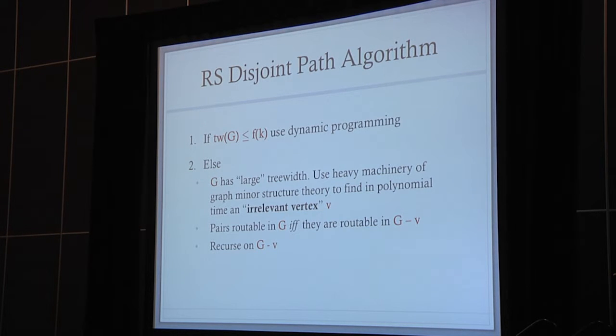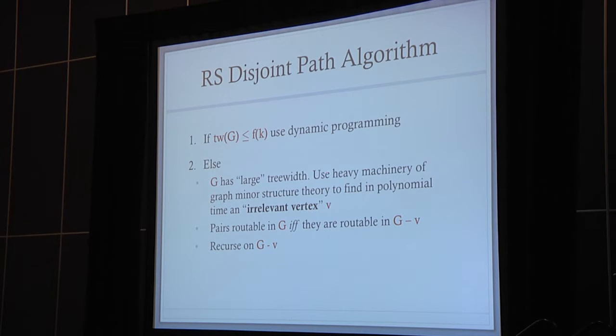Now let me say a few words about the disjoint path problem. Remember, I give you a graph and a few pairs, and I want to check if they're connected or not. So in that case, the algorithm of Robertson and Seymour uses one very powerful idea, which has also found many applications. And that powerful idea is the following. As before, if the graph has small tree width, then we can solve it efficiently. Now the question is, what happens if the graph has a large tree width? They are able to use this technique called the irrelevant vertex technique.